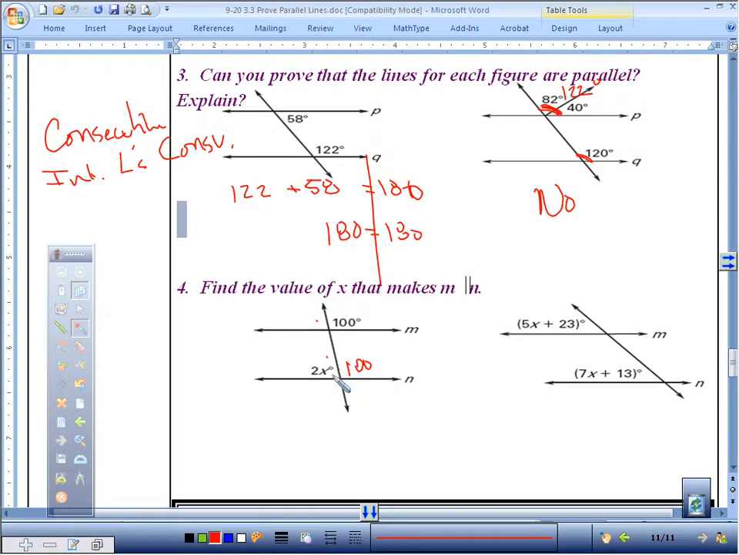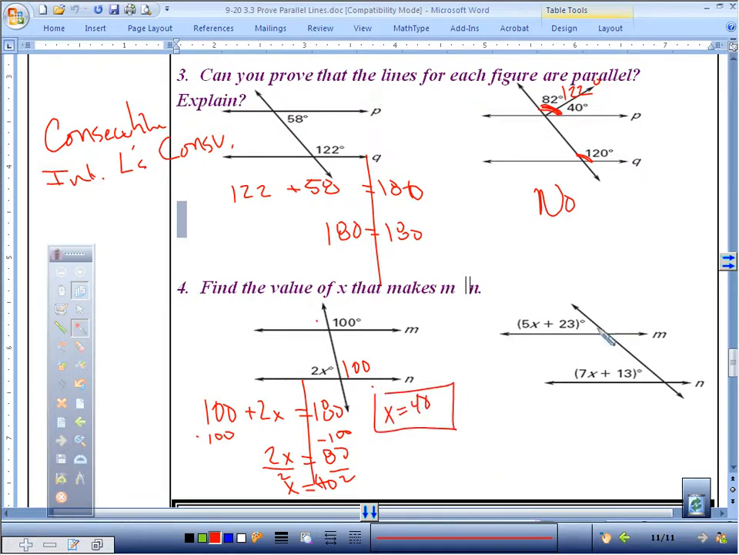And I know that these two create a linear pair which are supplementary, so they total 180. So I can set up my equation because 100 plus 2x equals 180. That would allow these two lines, m and n, to be parallel. And I start by subtracting 100 from both sides and then dividing by 2. And x is 40.